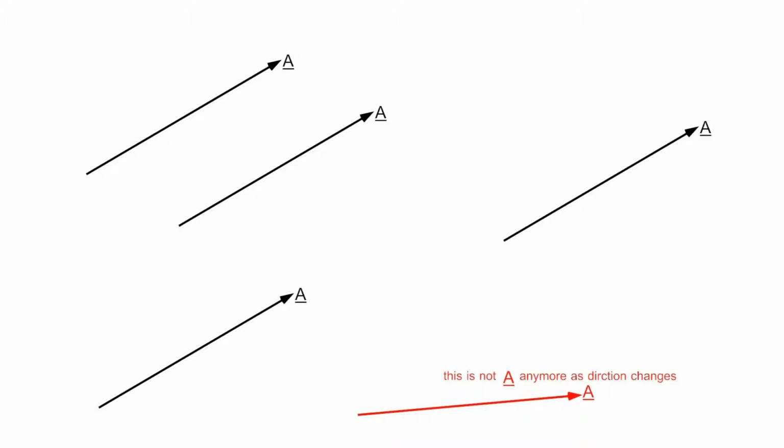This one cannot be considered the vector A anymore, as its direction has changed. And this cannot be considered the vector A anymore, as its magnitude changed, although its direction remains the same. When the vector is rotated 180 degrees, then it will be directed toward the opposite direction. In this case, it will be assigned a negative value.